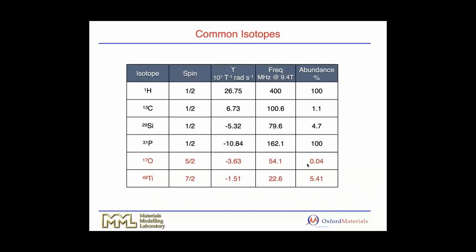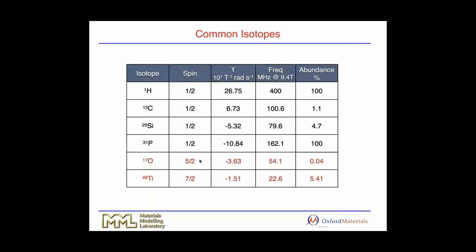What about some more interesting nuclei? So oxygen and titanium, a couple of challenges here. So something like oxygen is only present in 4 parts in 10,000. So to do oxygen NMR, you're going to need to enrich. And in both cases, these are not spin a half, these are quadrupolar nuclei.